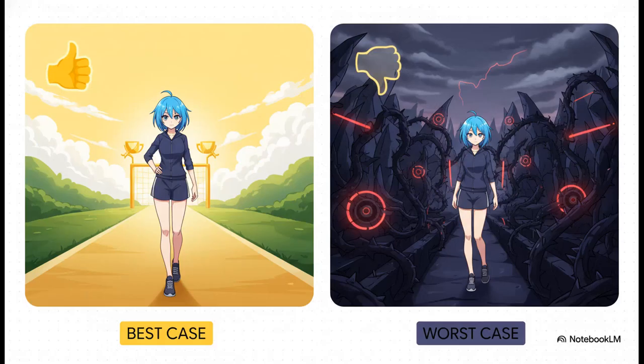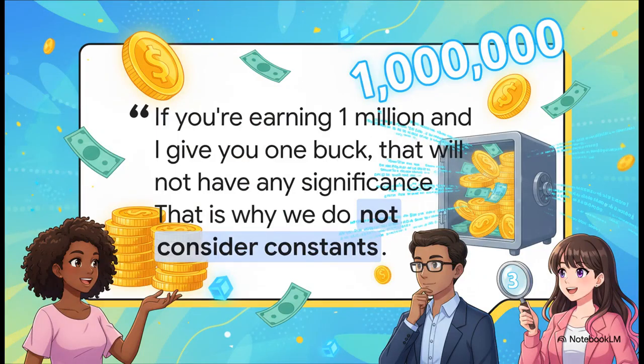Okay, rule number 1. Always analyze the worst-case scenario. Sure, your algorithm might get lucky and finish on the first try. That's the best case. But we don't really care about getting lucky. We're interested in the longest possible time it could take. We plan for the hurricane, not the sunny day, because we need our systems to be reliable even under the absolute heaviest load.